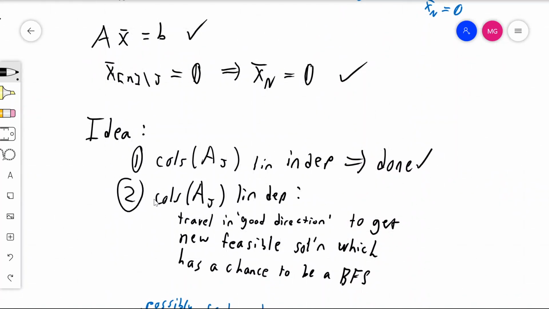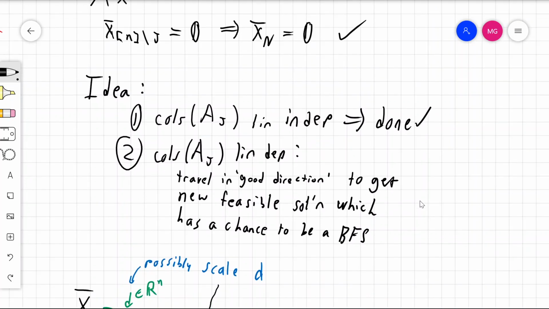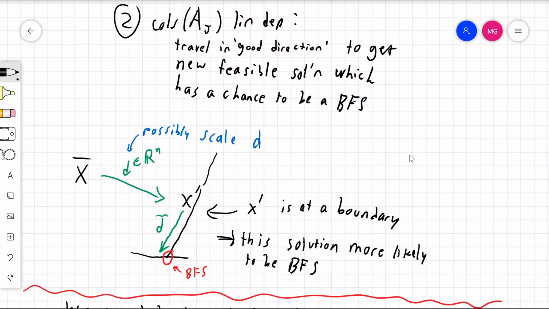On the other hand, in case 2, it could be that the columns of A_J are linearly dependent. In that case, we travel in a, quotes, good direction to get a new feasible solution, and it's going to hit some boundary. When you hit enough boundaries, it gives you a greater chance to be a basic feasible solution. You do this enough times, and then you'll be at a basic feasible solution. So here's a picture.